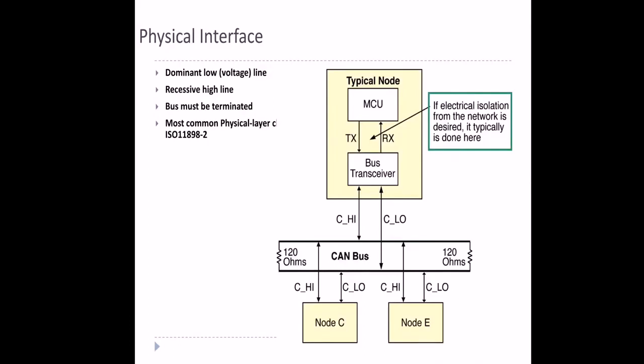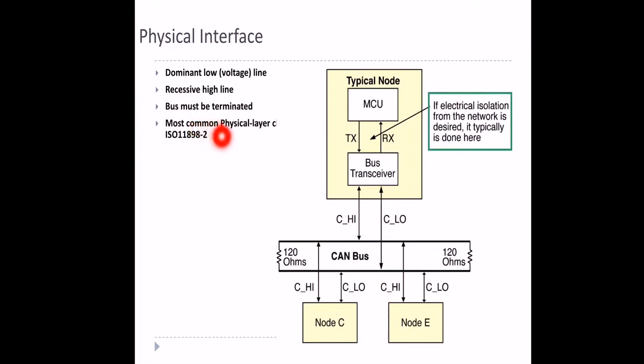Here is one more physical interface. How this works: the dominant bit is a low voltage line, and the recessive bit is a high voltage line. So a dominant bit is low, and a recessive bit is high.